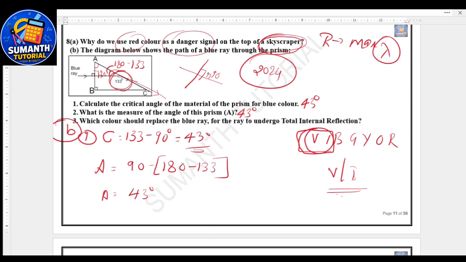So which color should replace here? Violet or indigo should replace. That's it. Okay, now shall we go to the next question?